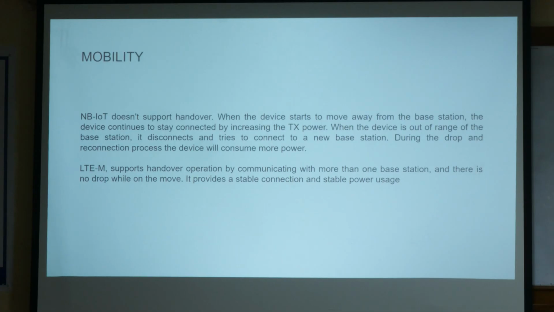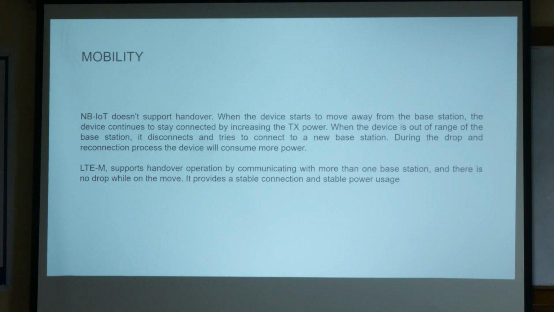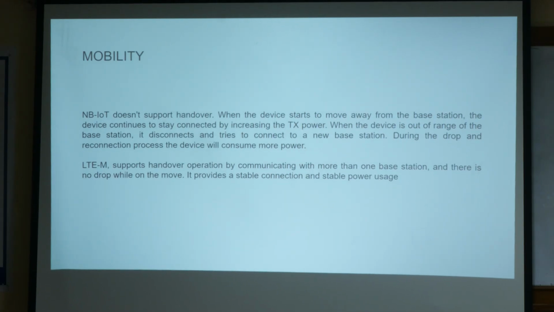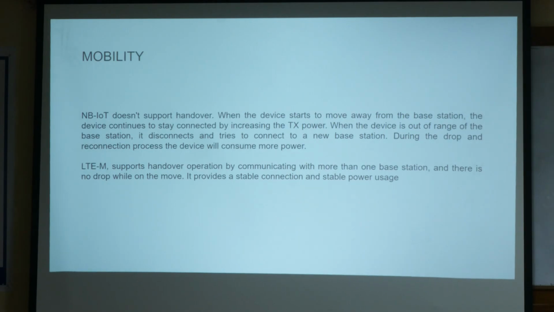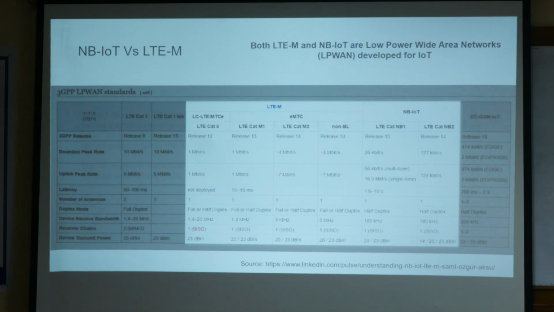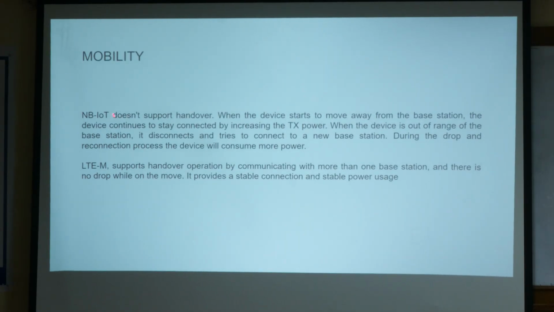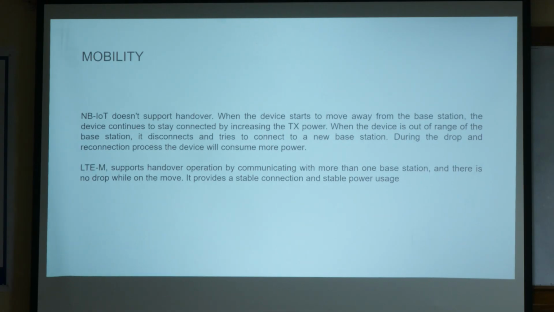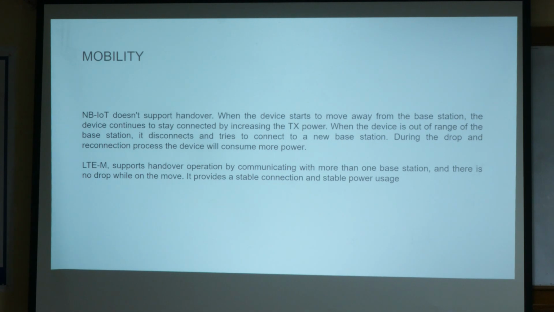So the mobility, this is more important. If I keep the IoT device on a vehicle and I am going around, then which type of network do I have to pick, right? Mobility is supported by LTE-M, not by NB-IoT. The handoff procedure is not there in NB-IoT. Again, the call has to be dropped and again it has to be connected. So when I am going continuously, NB-IoT cannot be used.